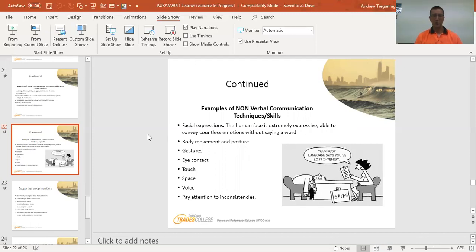Goes on to talk about gestures as well, hand gestures. We can be quite expressive. Some races and types of people use their hands a lot. Eye contact, really important.